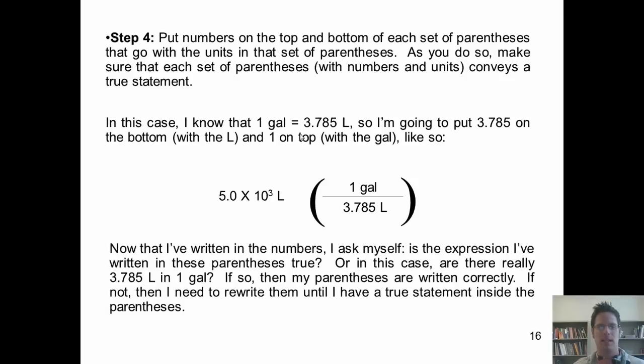Now that I've written in the numbers, I ask myself, is the expression that I've written actually true? In this case, are there really 3.785 liters in 1 gallon? Is that true? Well, if so, then my parentheses are written correctly. If not, then I need to rewrite them until I have a true statement in those parentheses. The reason that I emphasize that is because I sometimes see students switching the numbers around and accidentally writing 3.785 gallons in 1 liter, and that would be an incorrect statement. So I always want to make sure I put the numbers in the correct place.